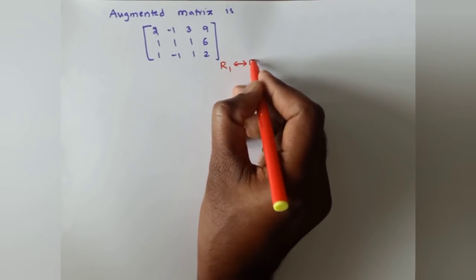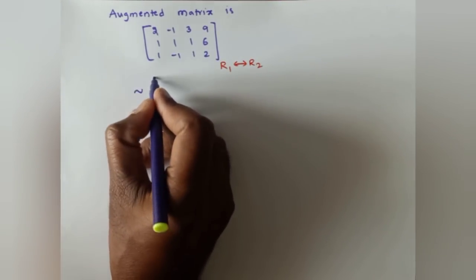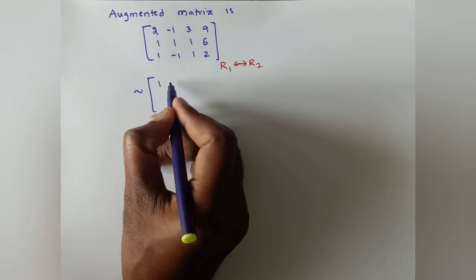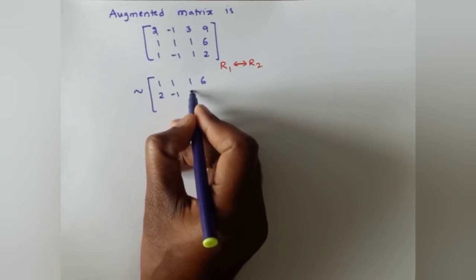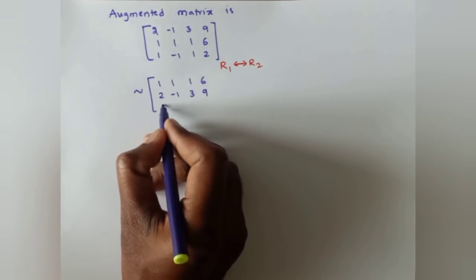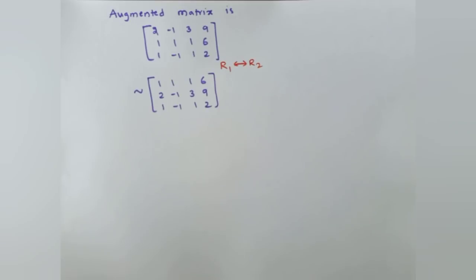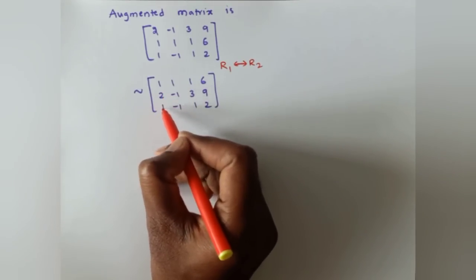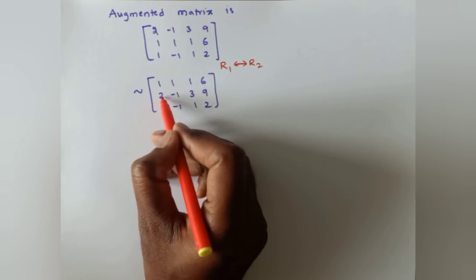R1 is interchanged with R2. Then the resultant is equivalent to, now row 2 becomes row 1. So this is 1 1 1 6, 2 minus 1 3 9. Row 3 is as it is, 1 minus 1 1 2. Now what is our next step? First you need to make these two elements 0. Try to make them 0 using this one. So this is easy.